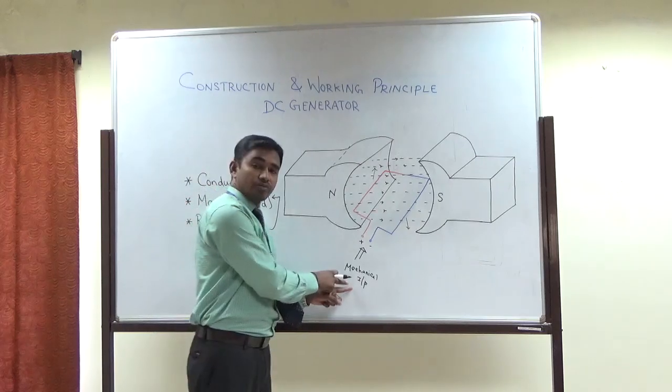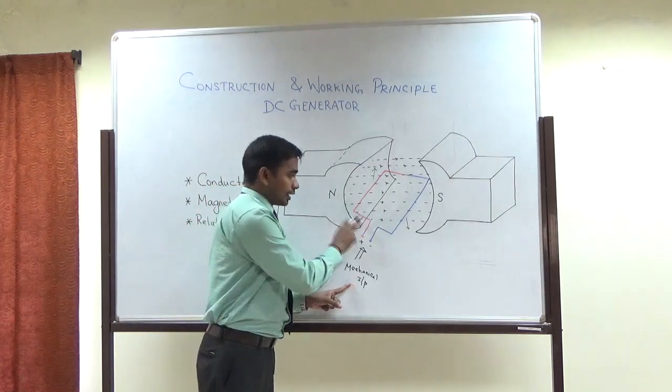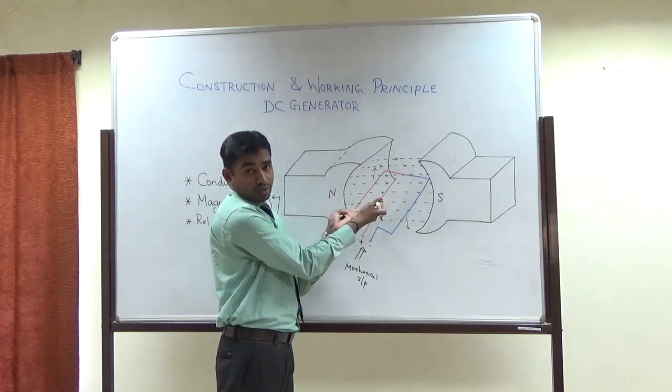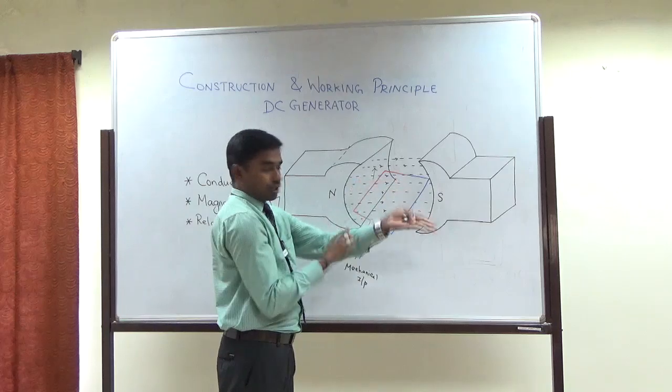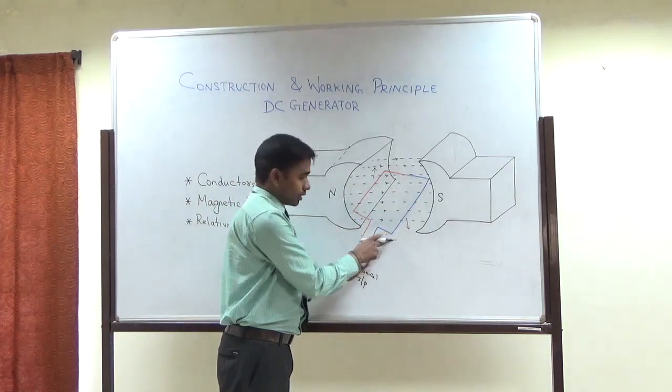Because you have to give mechanical input, this conductor is rotating like this. Now it is in this position. If you keep rotating, it will rotate like this. Now the red color conductor will come to here, and the blue color conductor will come to here.